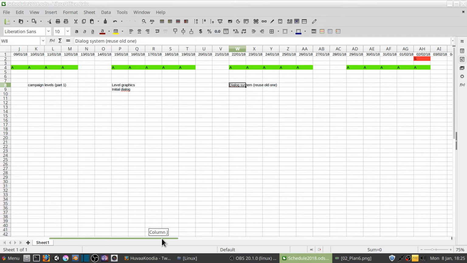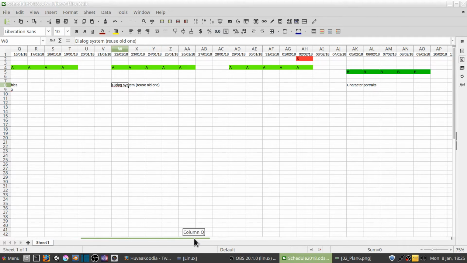Right, so that is campaign levels, graphics, dialogue system. Well, I mean, this is the end of the alpha. The alpha is feature complete. At this point, campaign part 1 should be finished by the end of the week, and then there should be menus, simple menus, so that you can start it, save it.